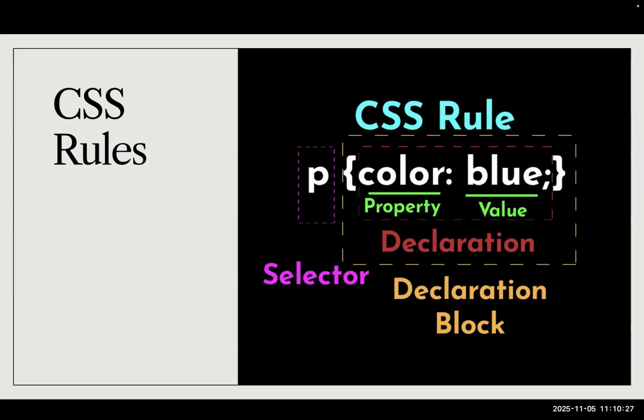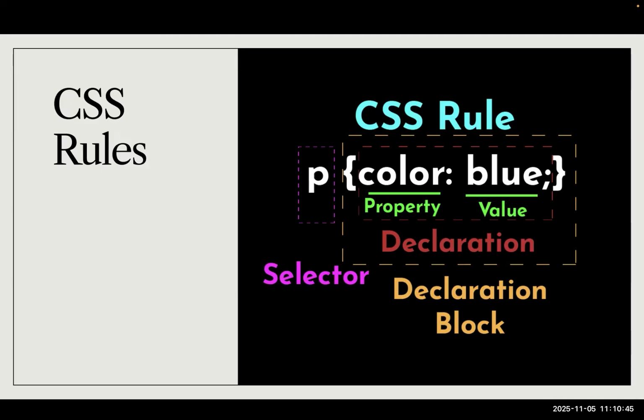Then following our selector, we have a declaration block, which is just a container for all of our style rules. And then we have one or more declarations. And this is all of those different style rules that we want to apply to the elements that we're selecting with our selector.